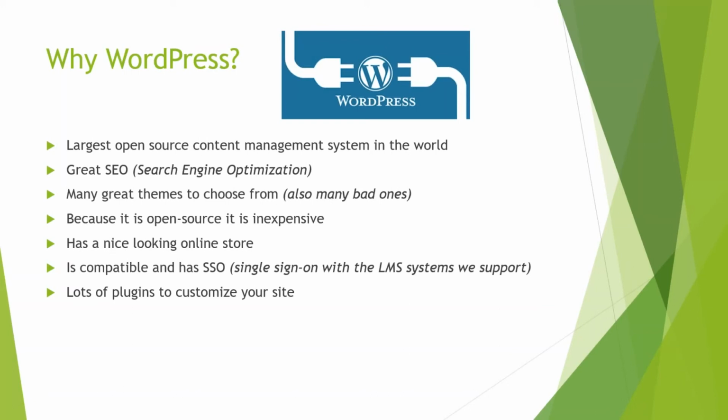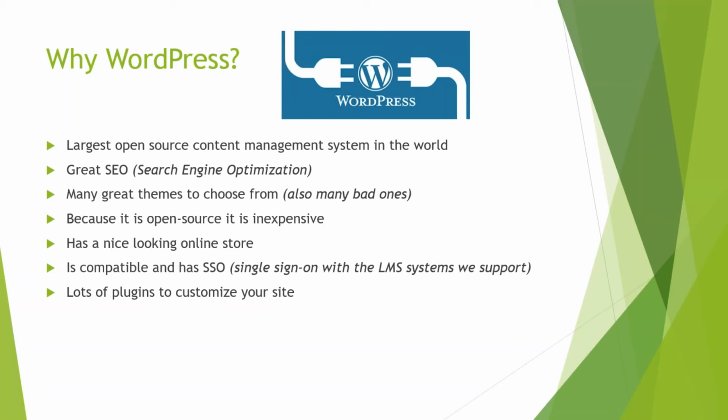WordPress has many great themes to choose from, and there are also many bad ones. What we do at eClass for Learning is we try to understand what it is you're trying to sell, and we give you 3 themes to choose from that we know work well, because a lot of them can be glitchy, so we use 3 well-tested ones. Because WordPress is open source, that makes it inexpensive, and the themes are very inexpensive to purchase, usually under $50. There aren't thousands of dollars in getting a really impressive look.